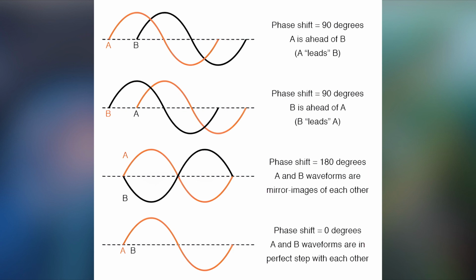Phase difference, or the concept of being in or out of phase, is important, for example, in laser light, because when light is in phase with itself, or when multiple photons of light are in phase, then it increases the intensity of the light. We'll talk more about that later.